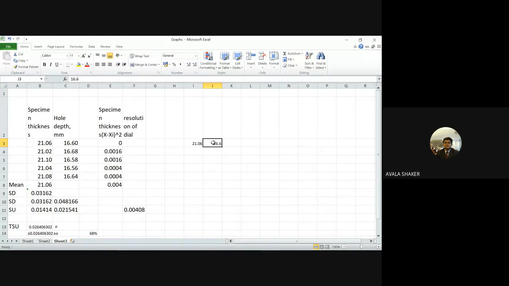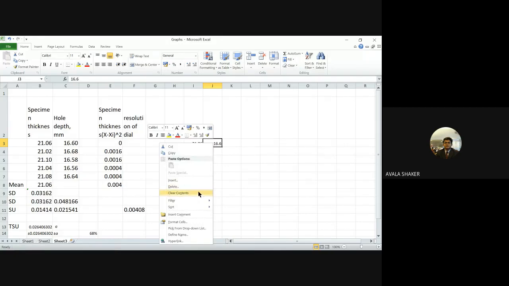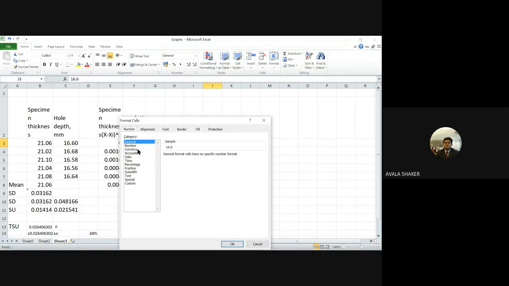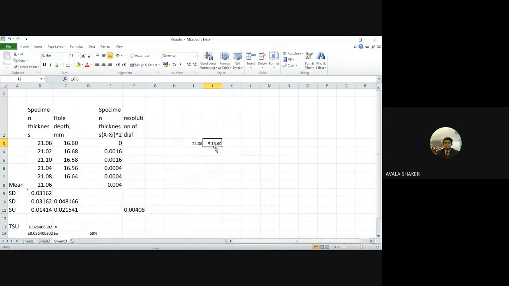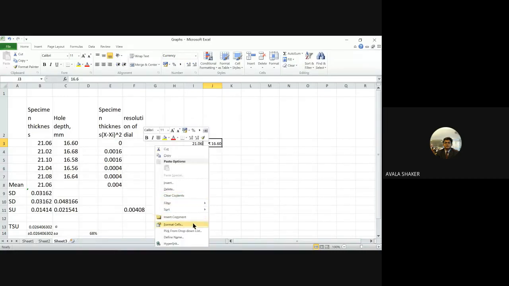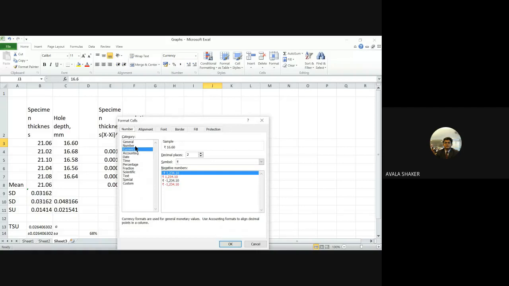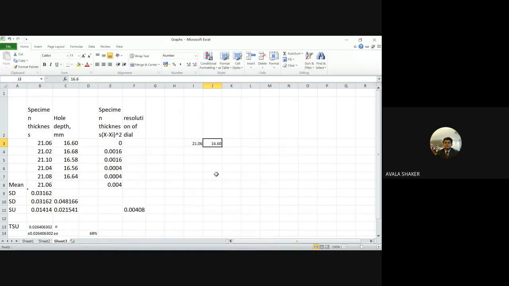Yesterday we discussed this. What we'll do is right click on it, format cells, number 2, and now see it will show us this. Oh, why is it showing rupees? It was currency. Okay, that was yesterday's. So we can copy this.